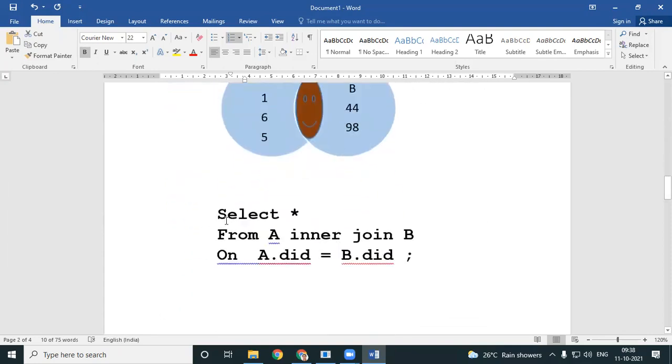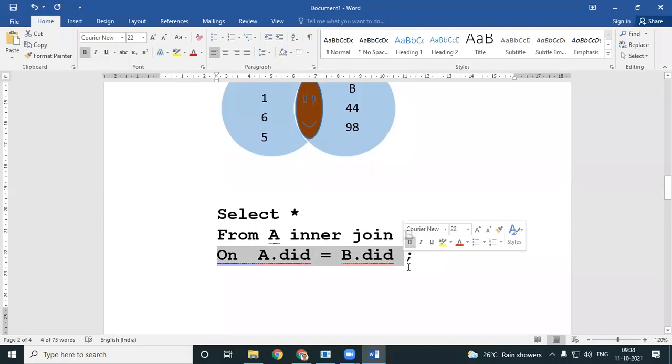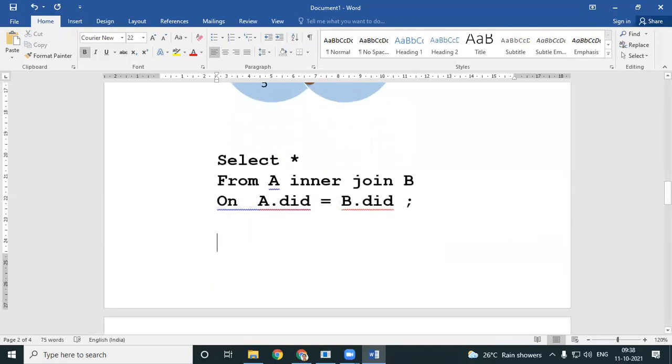So I'll come back. So this is how we write it. Select star from first table, inner join second table, and you should be writing the connections. So let us write our query. Let us write our table. Select, you can either give select star from, or I'll just write which are my tables.